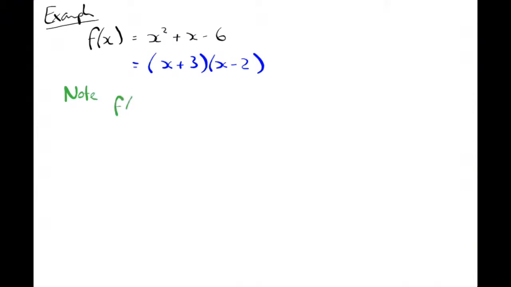Given that f of x equals x squared plus x minus 6, we can factorise that using our high school maths. We get x plus 3, x minus 2. Note that if I subbed in the solutions, if I subbed in 2, I get 2 squared plus 2 minus 6. 4 plus 2 minus 6 is 0. Or the other solution, subbing in minus 3, I get minus 3 all squared plus minus 3 minus 6. So that's 9 minus 3 minus 6, and that's 0 as well. So that's the factor theorem in action.